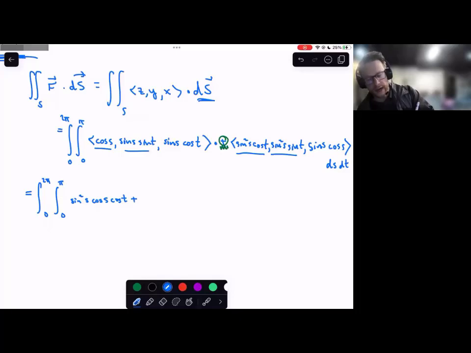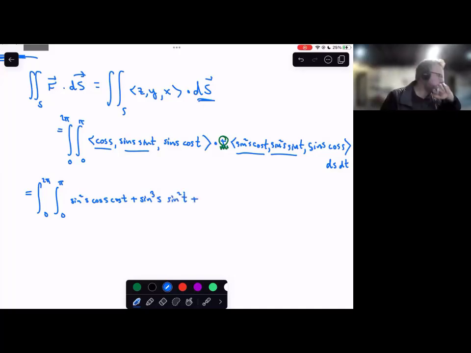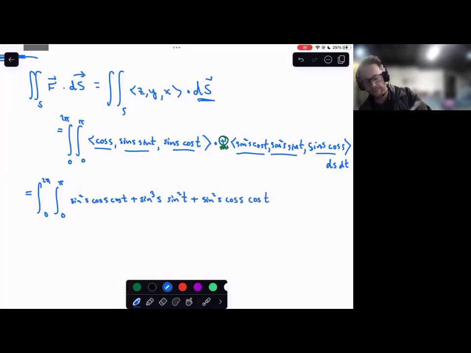We have sine s, and it looks like there's 3 of them. So sine cubed s, and it looks like we have 2 sine of t. So sine squared t. And then finally, for our last components, we have sine s, and there's 2 of them being multiplied together. So sine squared s, and then we have a cosine of s, and a cosine of t.